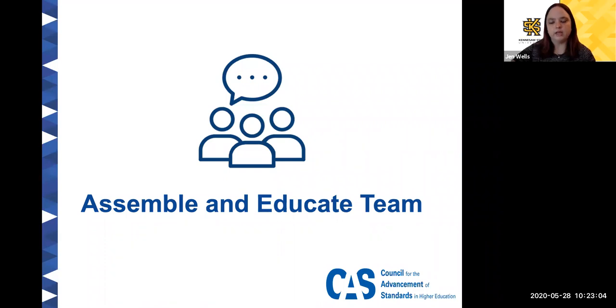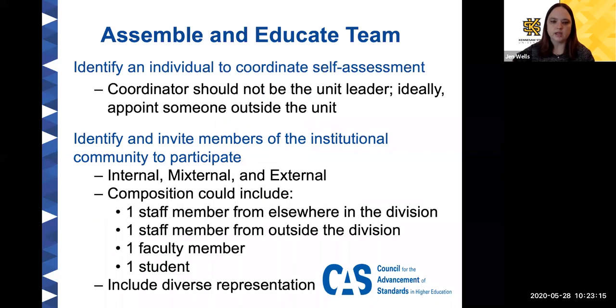Then you want to assemble and educate your team. This is probably one of the most important pieces, is getting people together. And we have a lot of different ways that you can do this. On the next slide, we have a couple of examples here. But really, there should be a coordinator. Ideally not the unit leader, but the unit leader could maybe help with organization or facilitation. If you can get somebody outside the unit to serve as the leader of the team, that can really help. Plus it allows more for that objective point of view, which can be really powerful in this process.